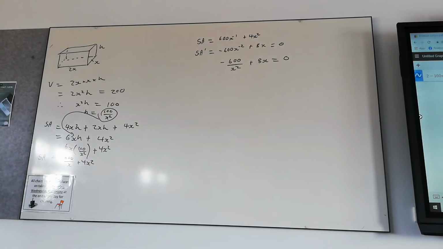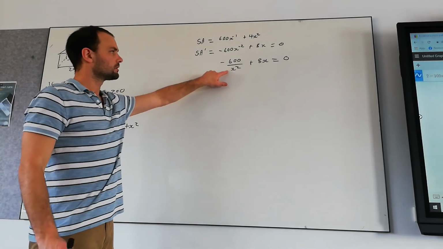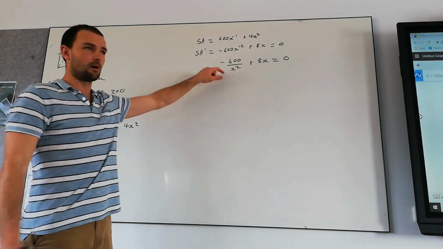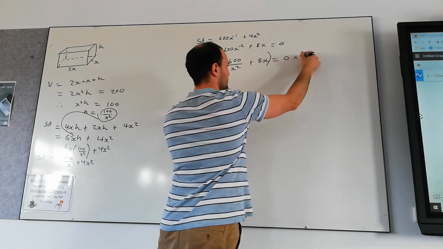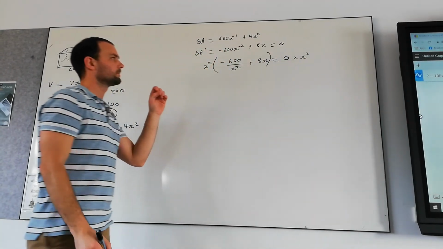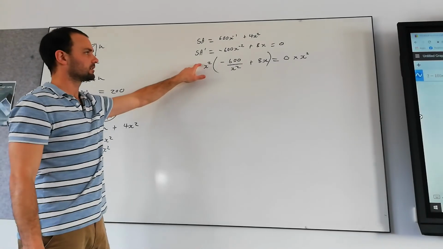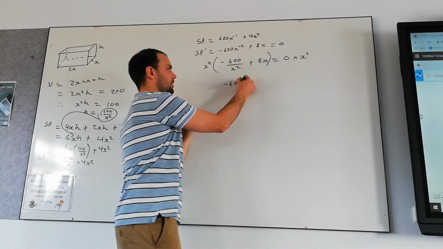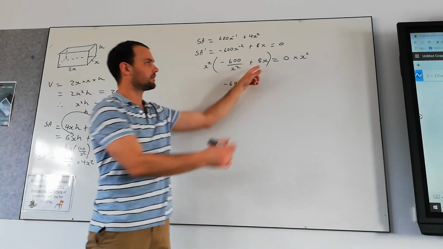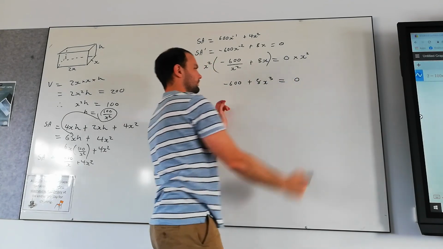Now what we want to do when we get a question like this is we want to get rid of this denominator. So what we're going to do is multiply both sides by x squared. What that's going to do is cancel this denominator because it goes to the top, and we've got x squared at the top and the bottom, so that cancels. We've got minus 600, and then here it's going to become 8x to the power of 3. Over here is just 0.